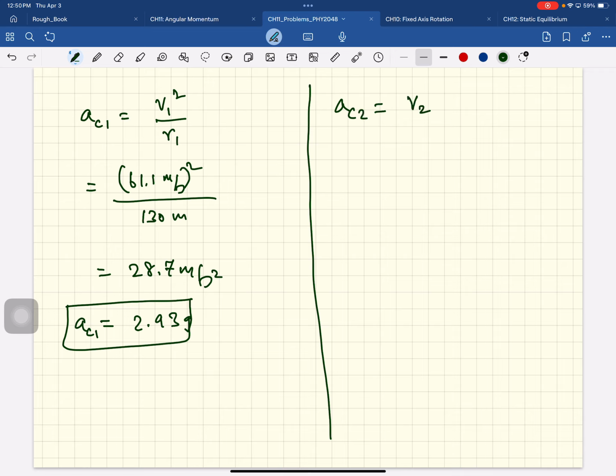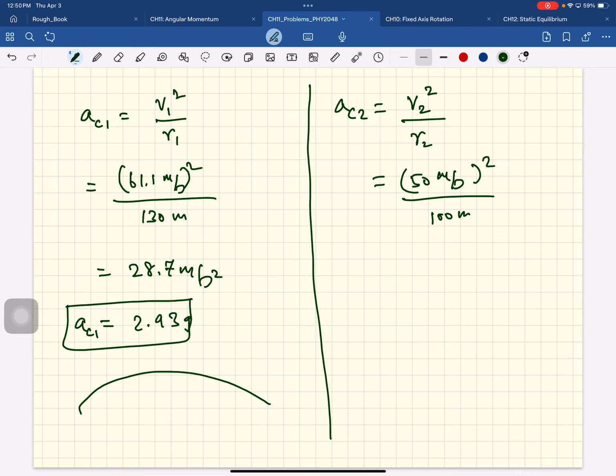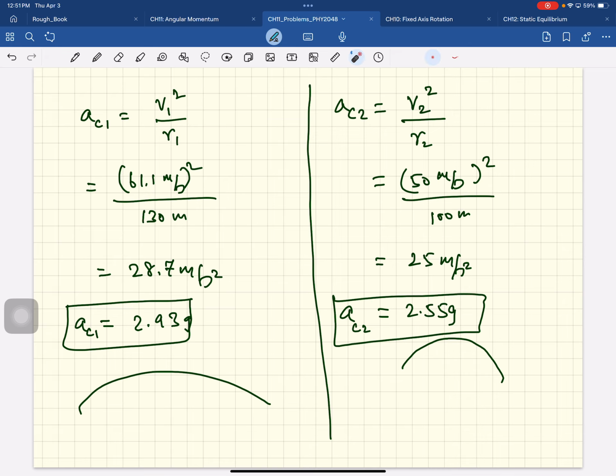The centripetal acceleration around the second curve is 50 meters per second squared divided by 100 meters. Okay, so the first curve is bigger, the second turn is sharper. And so this acceleration is 25 meters per second squared, which is 2.55 Gs. So the centripetal acceleration around the second curve was that. You see, the tires are sticky enough to have a greater acceleration.